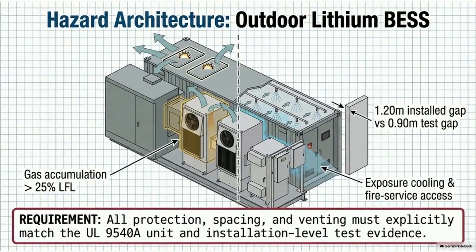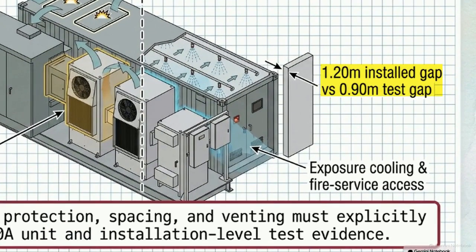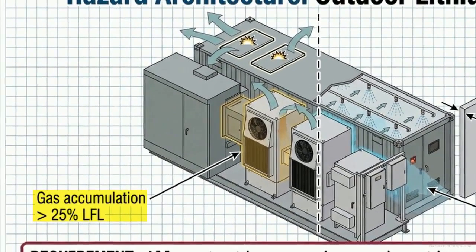Physical separation is the first defense. The installed gap between units must always meet or exceed the exact distances validated during UL 9540A fire testing. Here, a 1.2-meter gap provides a secure margin over the 0.9-meter test baseline. Inside the unit, gas detection sensors trigger action if flammable accumulation reaches 25% of the lower flammable limit, requiring immediate mechanical purging to prevent ignition.